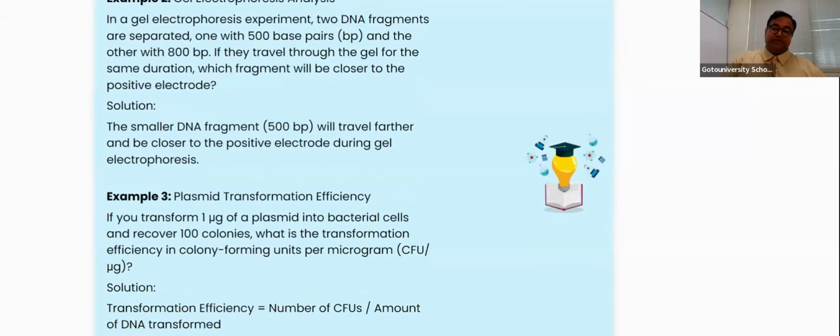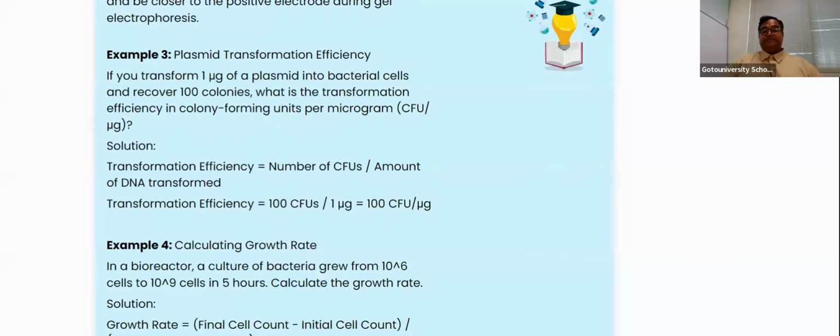Now we are entering into plasmid transformation efficiency. If you transform 1 microgram, the mu stands for microgram, 1 microgram of the plasmid, if it enters into the bacteria and requires 100 cycles, what is the transformation efficiency in colony forming units? They are asking microgram specifically. This microgram is represented with the mu. Nanogram is represented with the small ng.